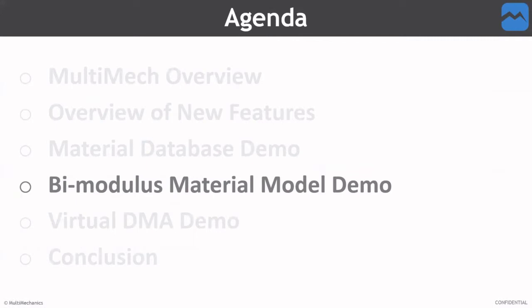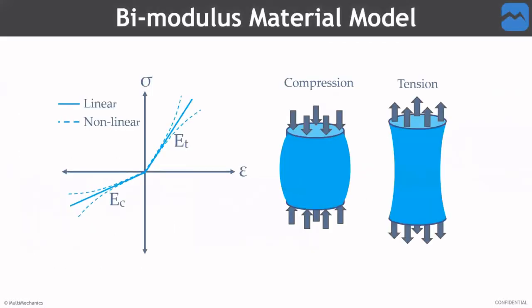Next, we'll go over the bi-modulus material model. So when I say bi-modulus, here's a depiction of the properties on the left. For a linear material, we see that in tension we have a certain modulus. But under compression with the bi-modulus material model, we can have a different compression modulus as shown here. We can also add a nonlinear factor.